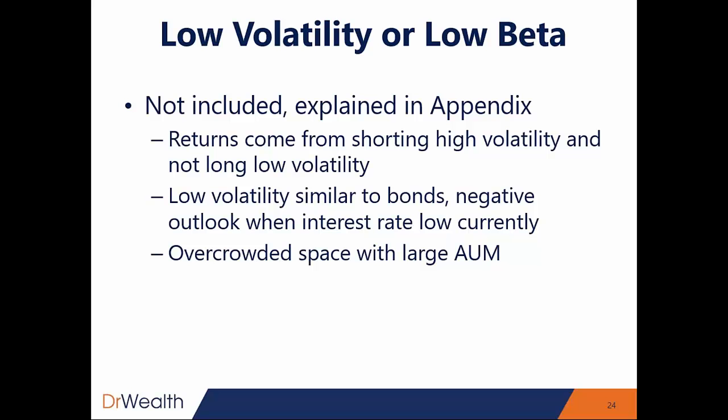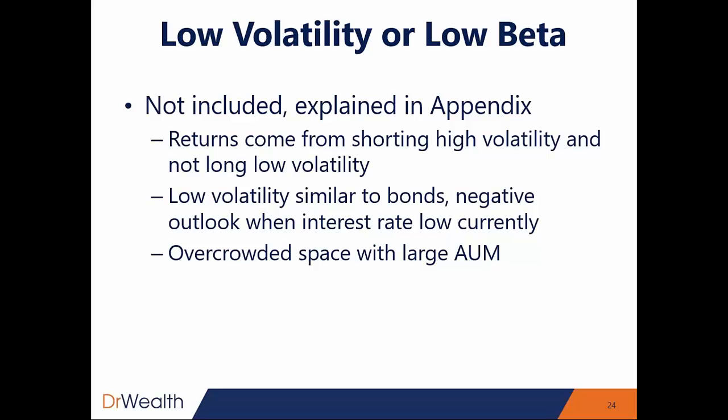It has been explained in the appendix why they did not include it in the main book, because they said that returns actually came more from shorting high volatility stocks than from going long low volatility stocks. Unlike the rest of the factors, where all the returns are generated from the long side rather than the short side, they're saying that most of the returns for the low volatility factor come from shorting rather than the buy side. So they did not want to include that.